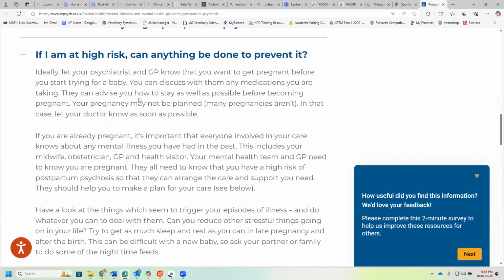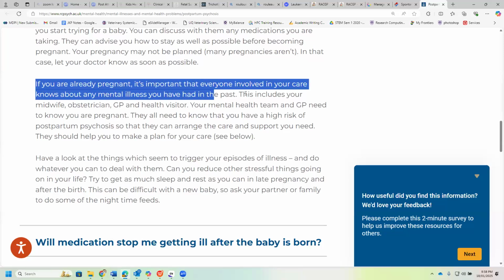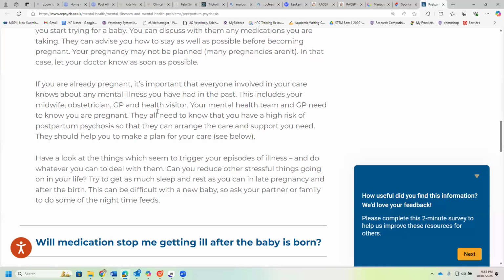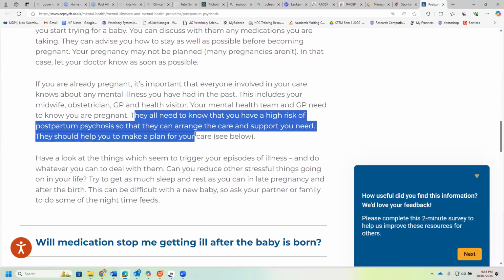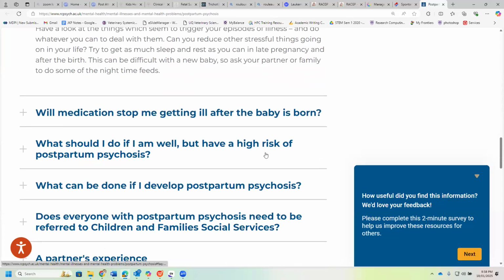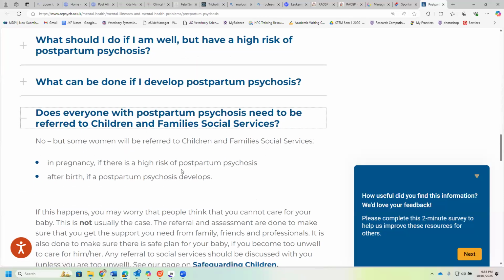They can advise you about how to stay well before the pregnancy, and you have to inform them as soon as you're pregnant. If you're already pregnant, it's important that everyone in your care knows about the mental illness you have had in the past. They all need to know that you have a high risk of postpartum psychosis so that they can increase the care and support you need. They should also help make a care plan. All right. What sort of care plan needs to be done?